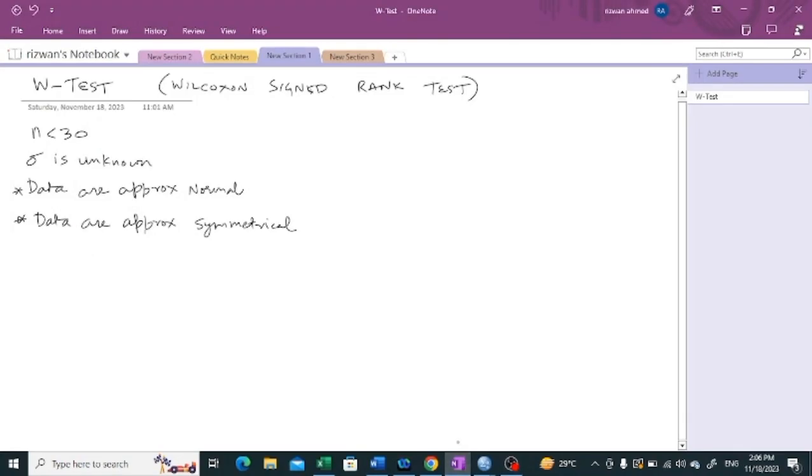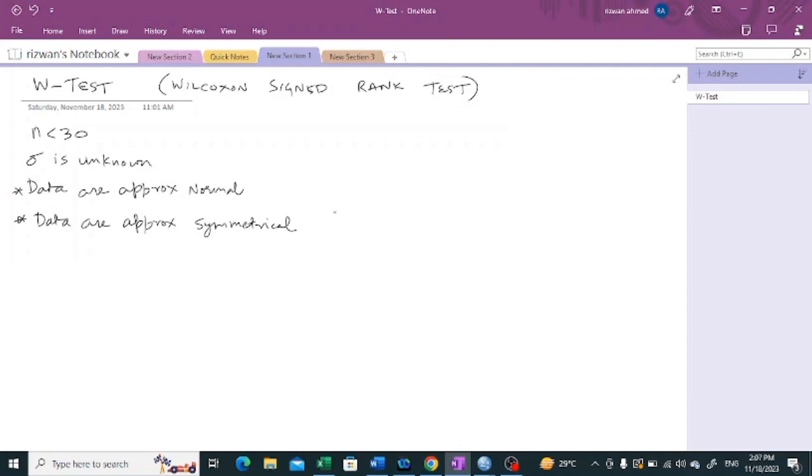Hello students, today we will talk about W test that we call Wilcoxon sign rank test. Earlier on we did discuss small samples hypothesis testing application using t-distribution. The underlying assumptions over there were n less than 30, sigma is unknown, and data are approximately normally distributed. What if, in case of n less than 30 and sigma unknown, the third assumption, data are approximately normally distributed, does not hold?